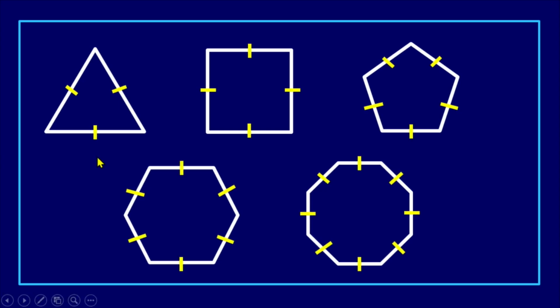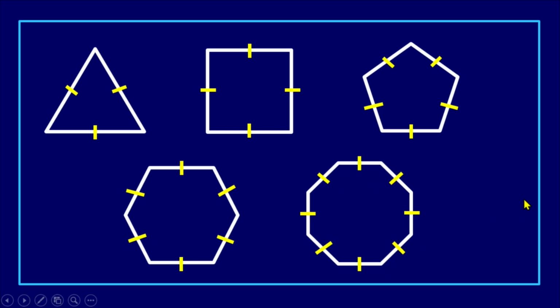That's right. If you take a look at this triangle, all the three sides of this triangle are equal. Now, if you take this, say, four-sided figure, all the four sides are equal. So, we call it a square. Now, this is a five-sided figure, a pentagon. All the sides are equal. Like that, we have hexagon and also octagon, and in these also, their sides are equal.